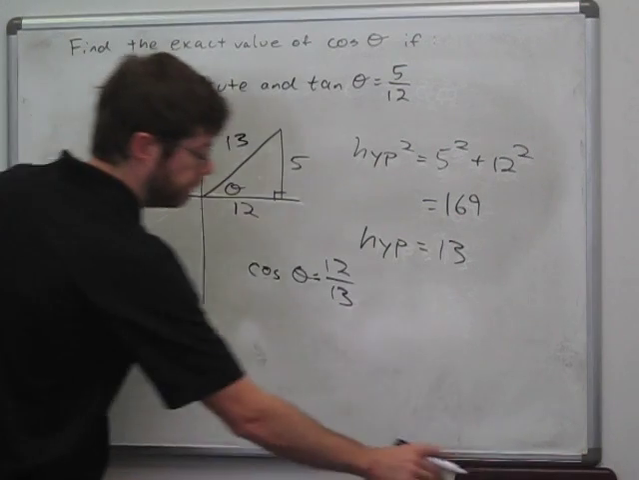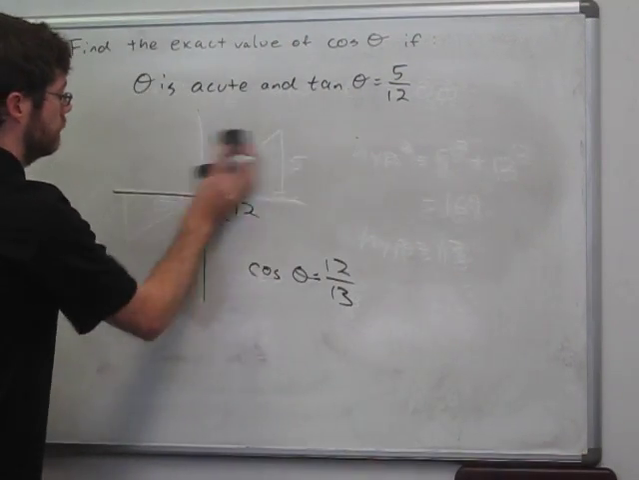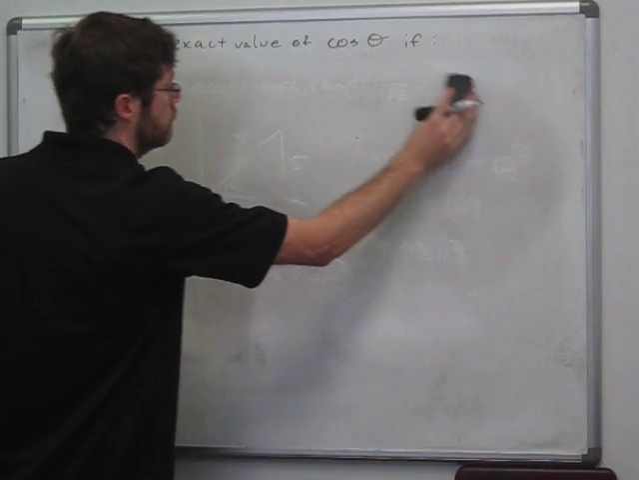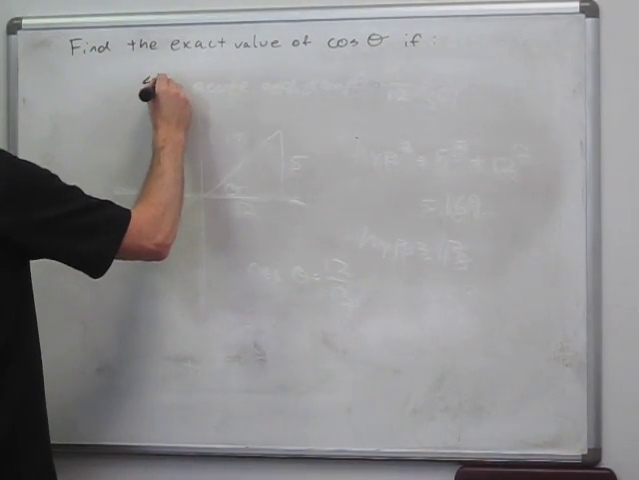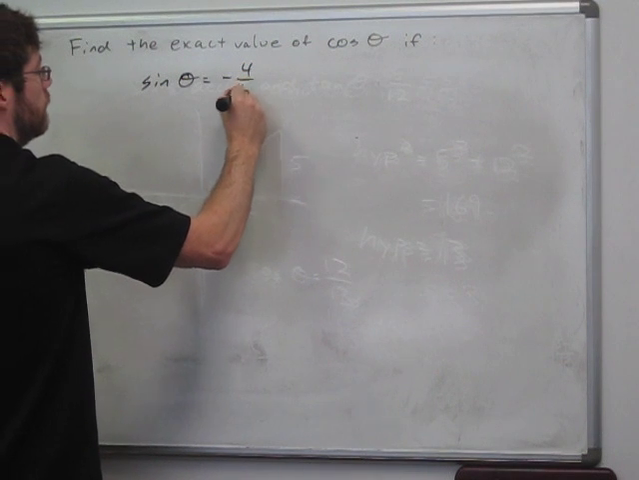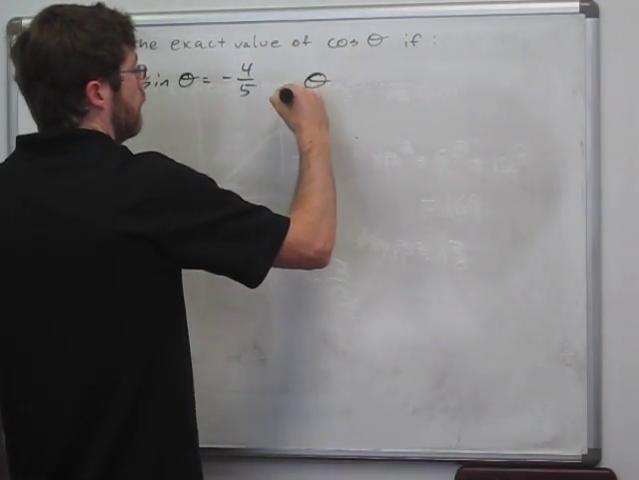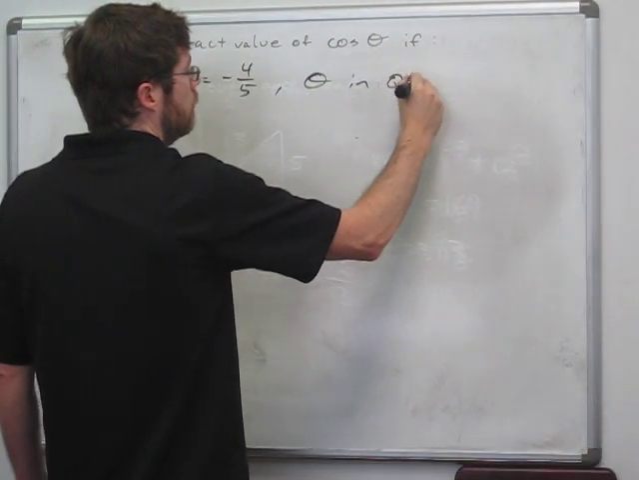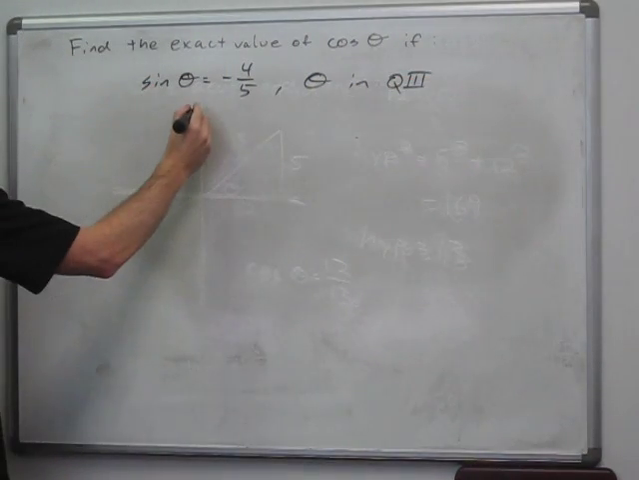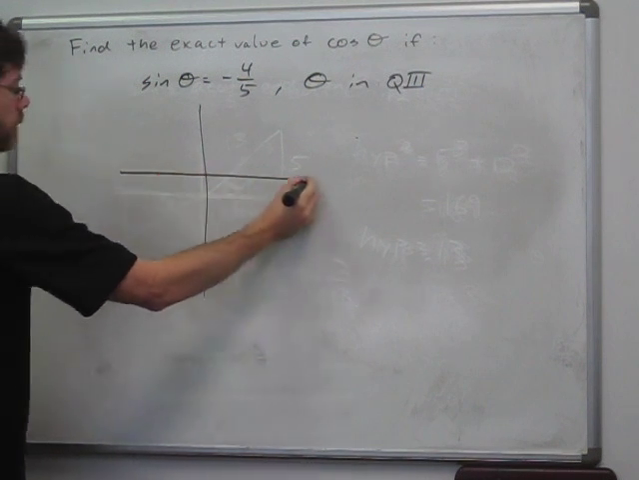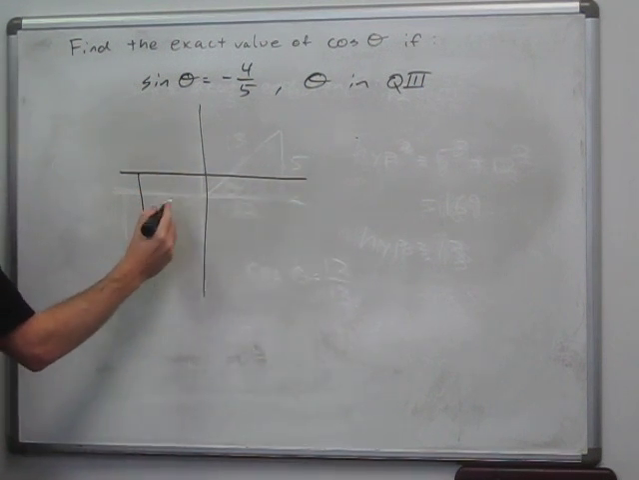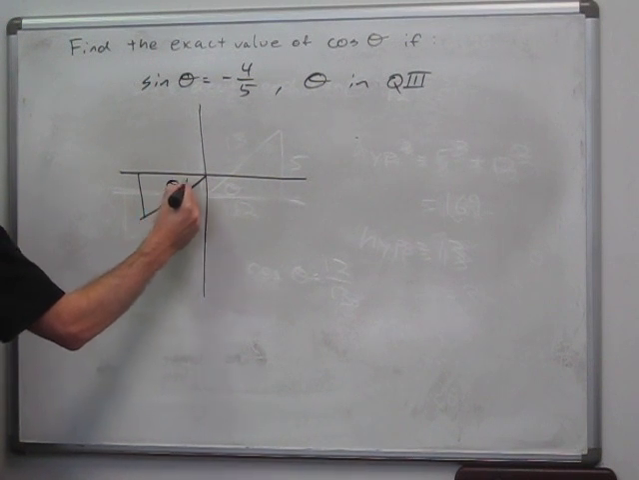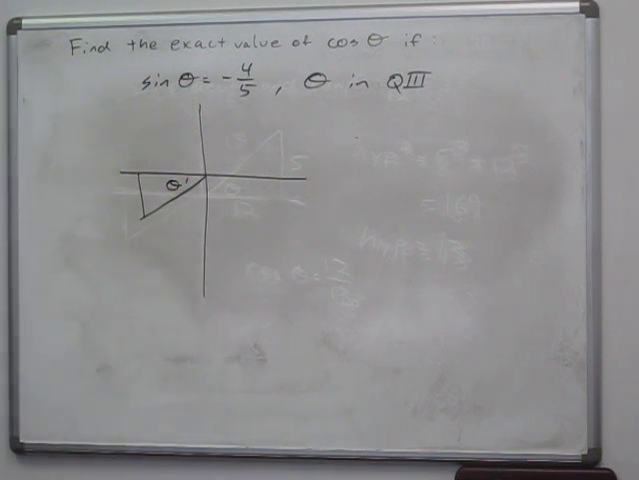Let's do one more. Let's say the sine of theta is negative 4/5, and theta lies in quadrant 3. So I'm going to use a reference triangle in quadrant 3. Right, so I'll use a little theta prime there just to make sure that we understand that angle right there is not theta. Okay? But we can use this triangle to answer our question.